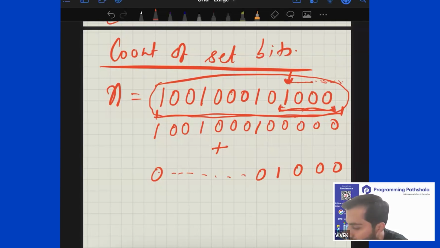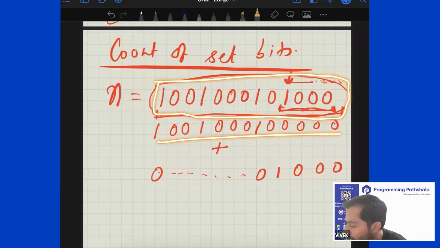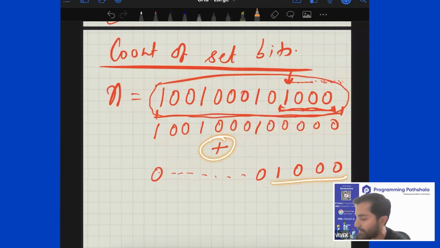Now, this little part that you have here would be some power of 2 for sure. I mean, if this position is the jth position, then this little thing would be 2 power j. So if I just turn this off for a while, I can say that this number which is given to you is this thing plus 2 power j, which is that number.